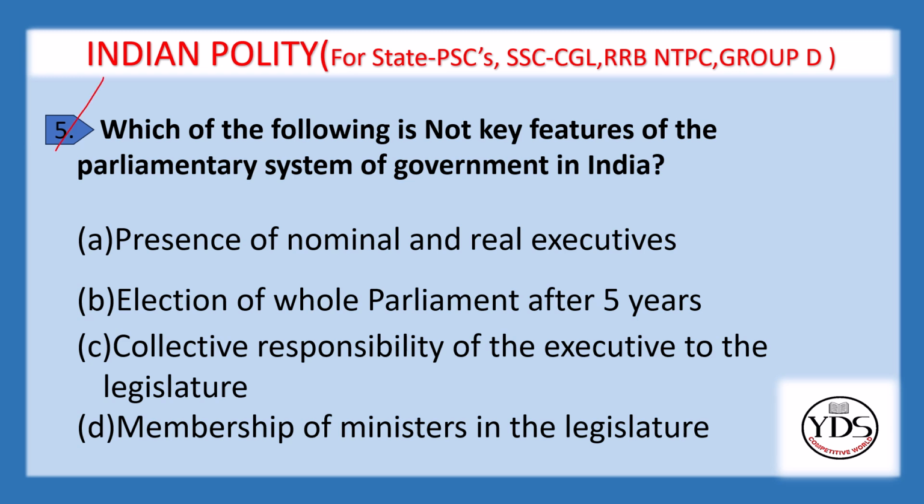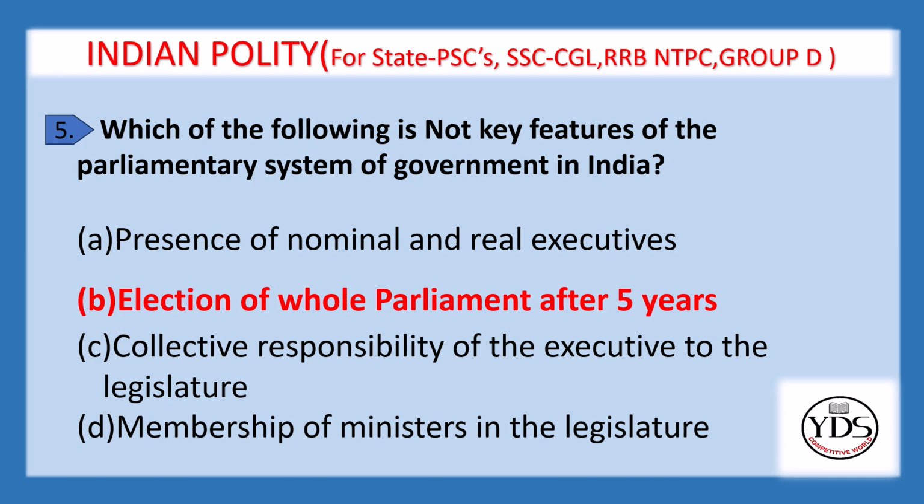Fifth question. Which of the following is not a key feature of the parliamentary system of government in India? Option A. Presence of nominal and real executives. Option B. Election of whole parliament after 5 years. Option C. Collective responsibility of the executive to the legislature. Option D. Membership of ministers in the legislature. And the answer is option B. Election of whole parliament after 5 years is the correct answer.